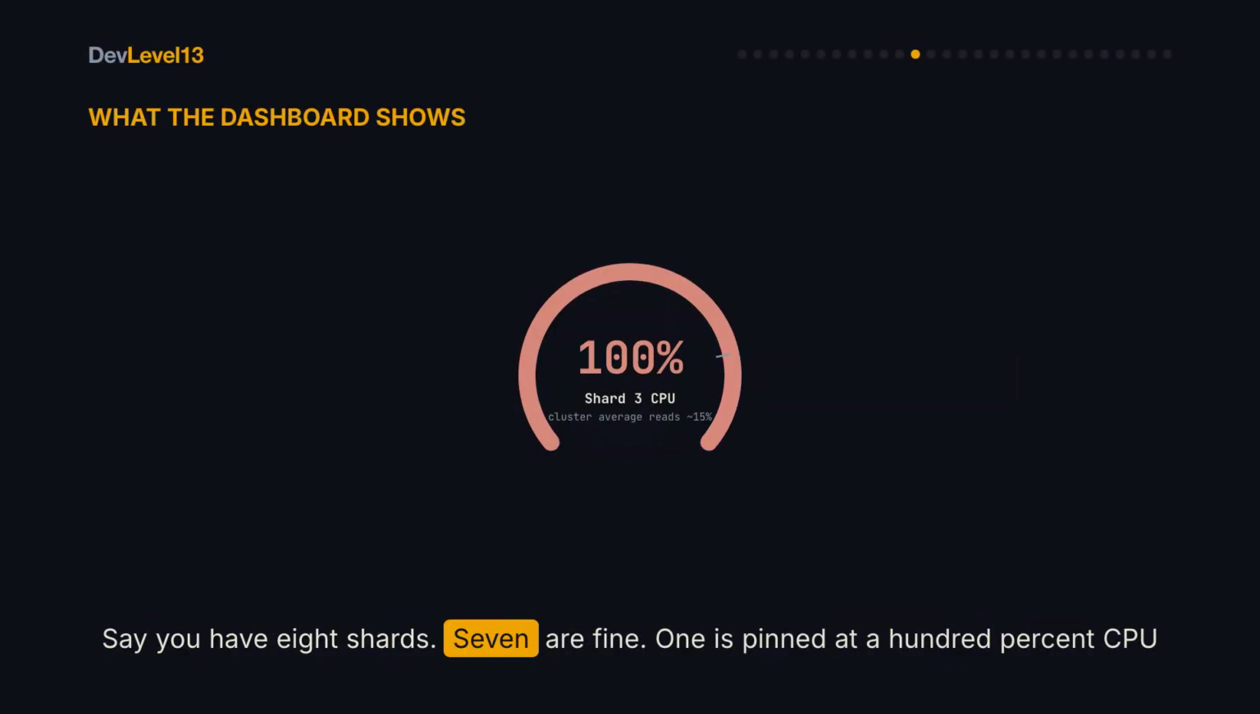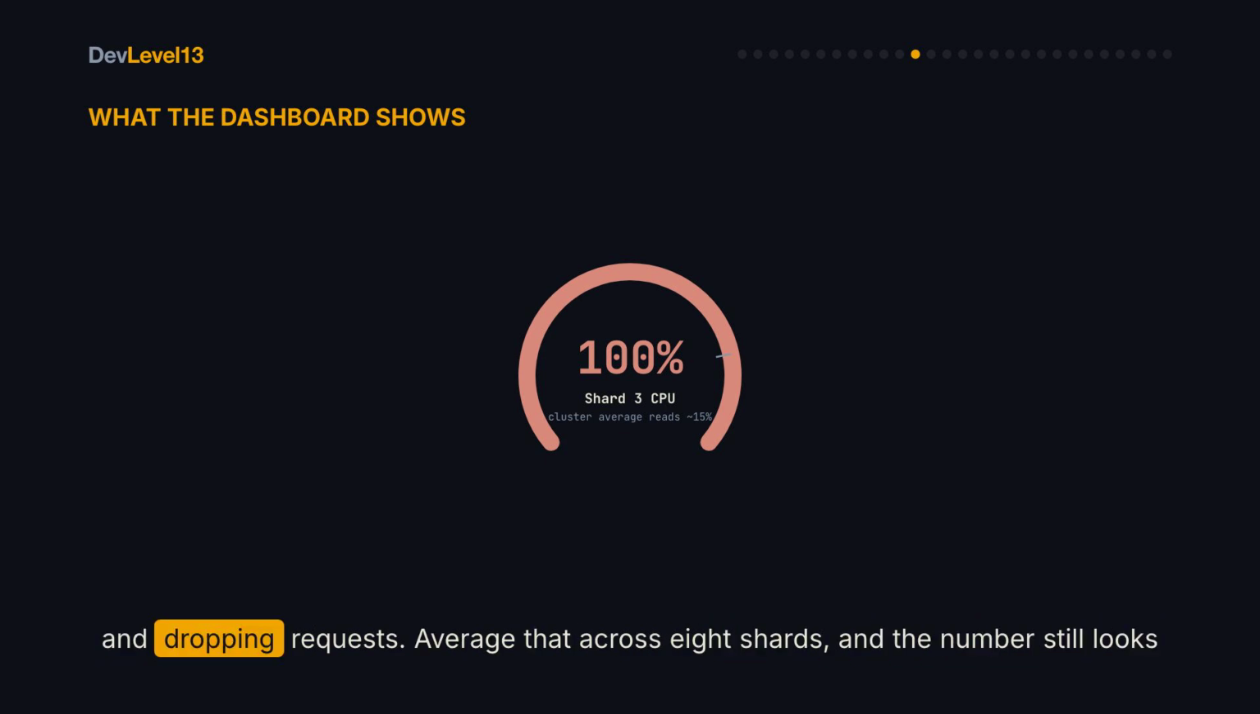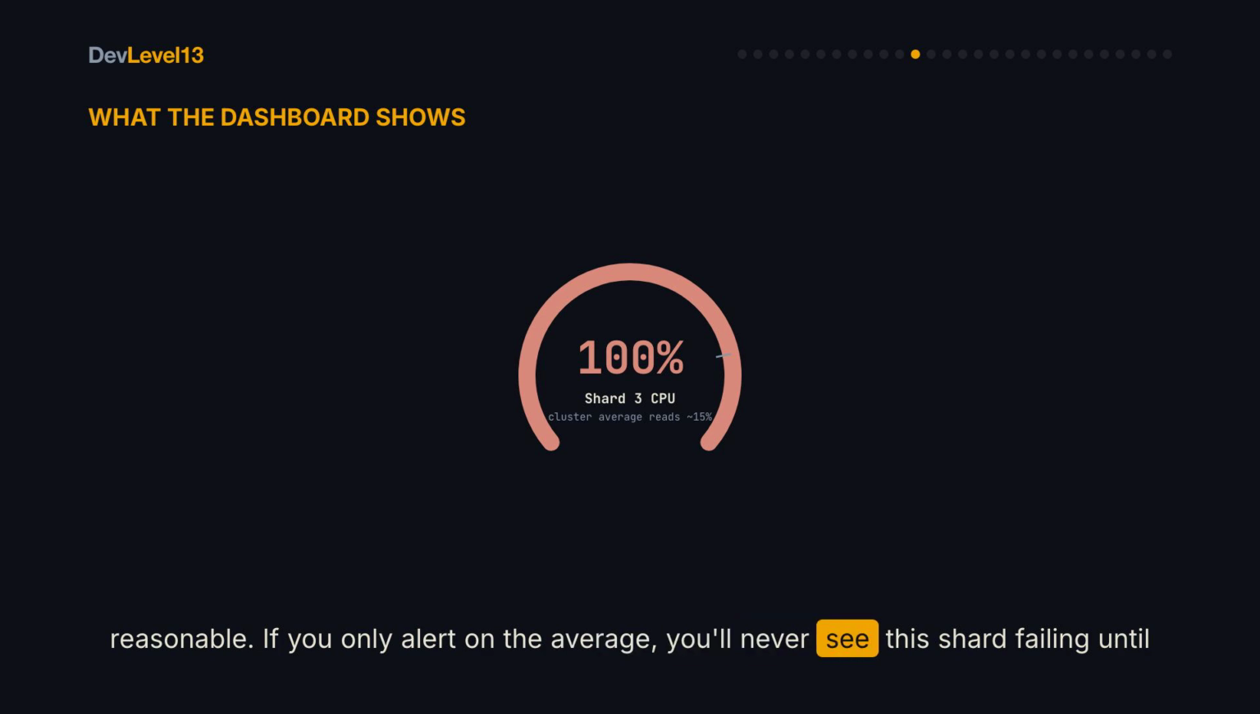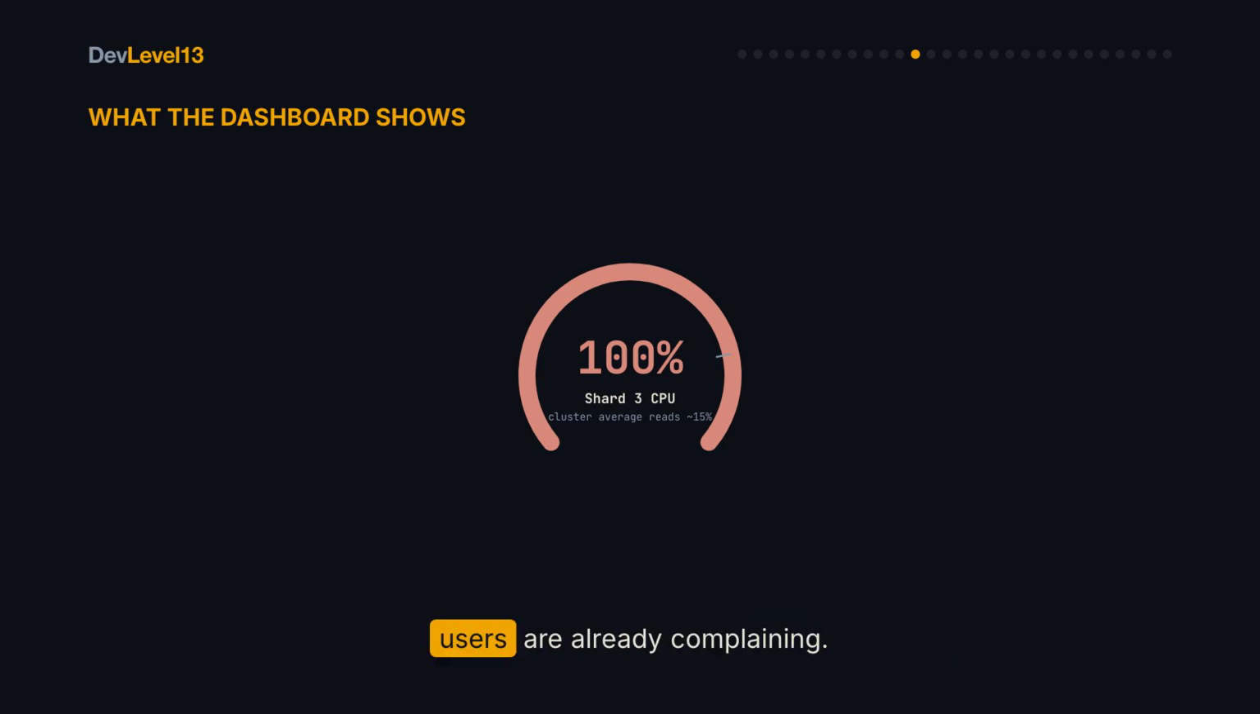Say you have 8 shards. 7 are fine. 1 is pinned at 100% CPU and dropping requests. Average that across 8 shards, and the number still looks reasonable. If you only alert on the average, you'll never see this shard failing until users are already complaining.